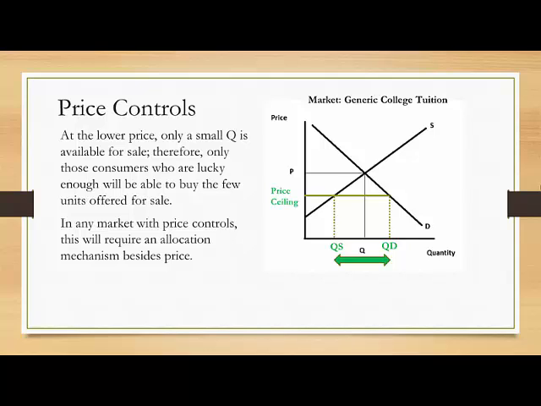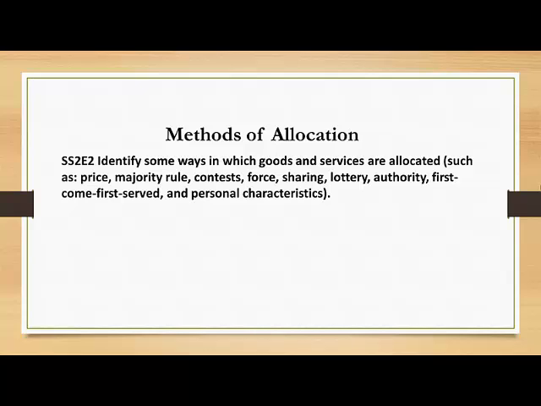The ceiling interferes with efficient allocation of the product. Because many more consumers want the product, but only a small number of landlords are willing to rent, as shown by the quantity supplied in green on the graph, some other allocation method will be required to determine who will get the product. In second grade, methods of allocation are taught. I copied the standard here for your convenience.